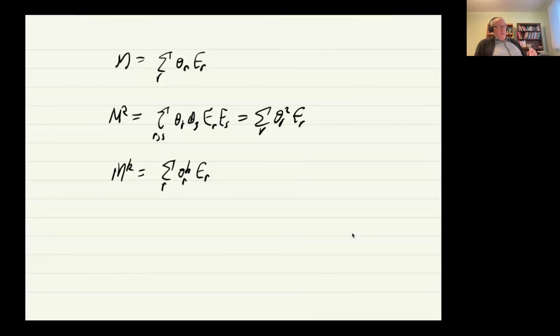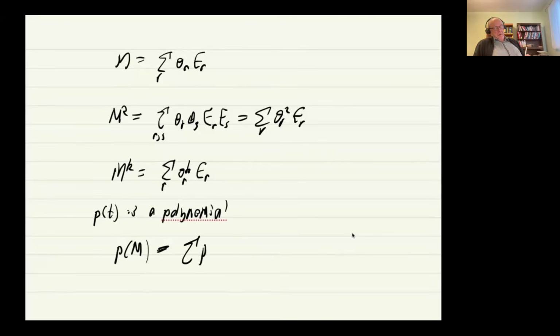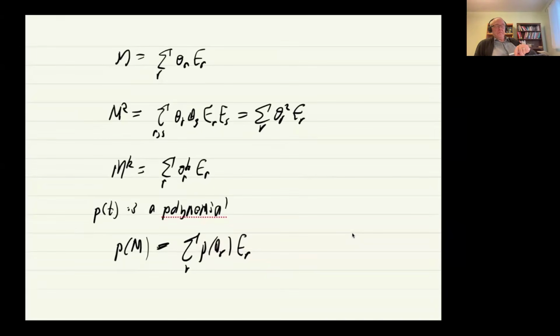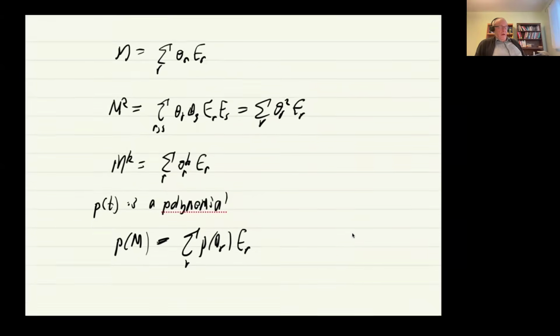It's still important. The next step, of course, is if p(t) is a polynomial, then p of M is equal to the sum of p(theta r) E_r. So we can express any polynomial in our matrix in terms of the spectral decomposition. Okay. And we're going to use this eventually to get, well, I can actually do it now. It's probably on that slide or something, but I'll do it now.